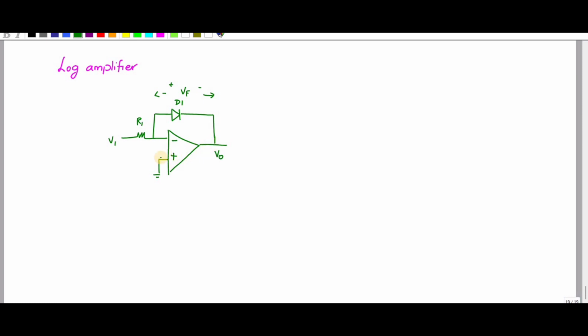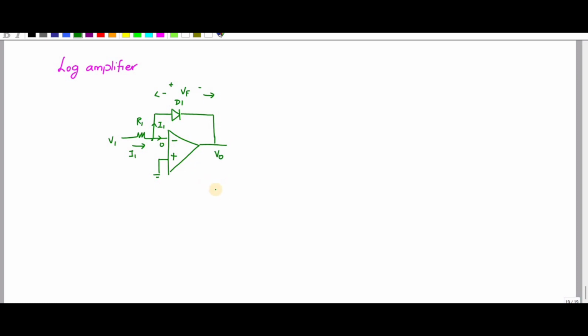Here you can see the non-inverting terminal is grounded. Okay, so the current flowing through this one is I1. So this one is also I1 because the current flowing into the op-amp input is 0. Okay, so this point is virtually grounded because it is 0.